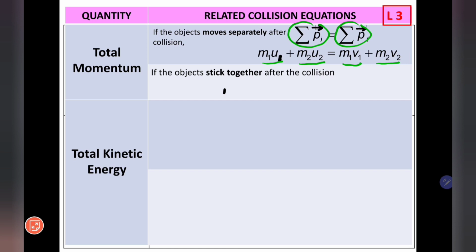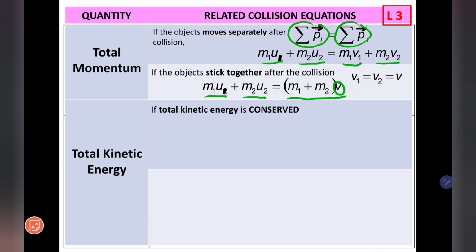But if the objects just stick together after the collision, remember the equation becomes different. Initially they are separate, so it is still the same, M1 U1 and then M2 U2. But after the collision they stick together, so the total mass now is M1 plus M2, isn't it? So the final momentum is M1 plus M2 multiplied by V. They stick together, so the speed should be the same. And then the total kinetic energy.